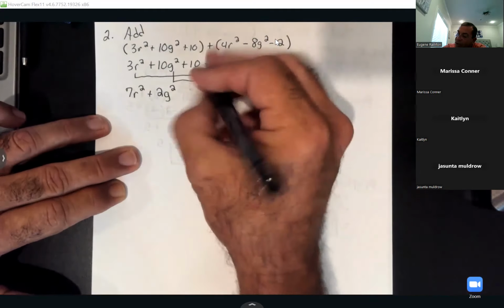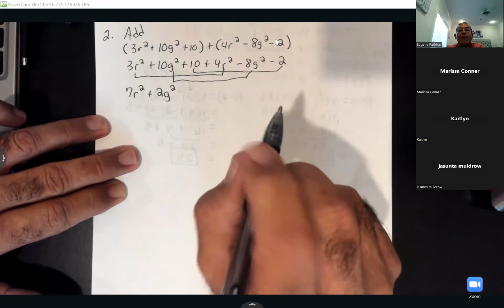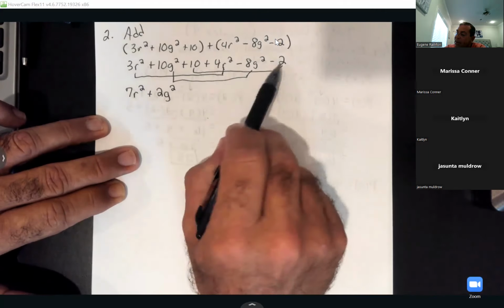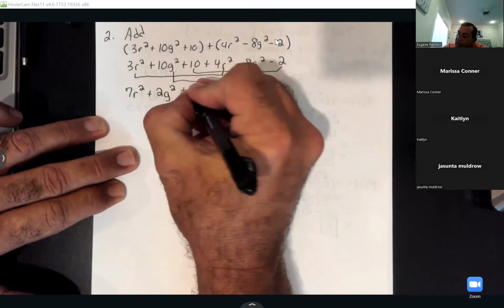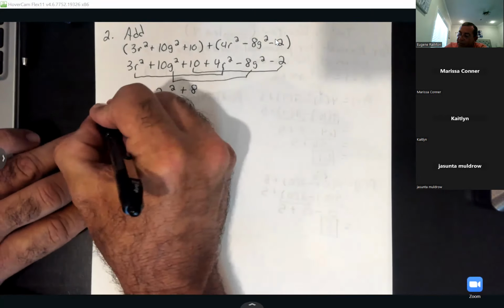And then I'll add the numbers to the numbers. That 10 adds to that negative 2. So basically 10 minus 2 gives me a positive 8. Y'all, that's our final answer.